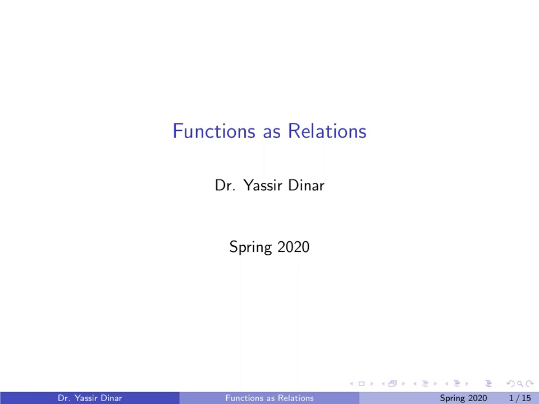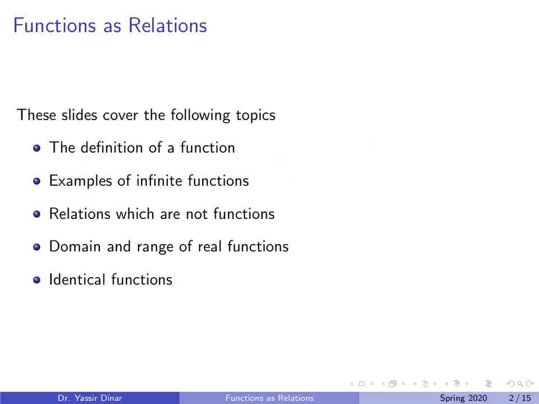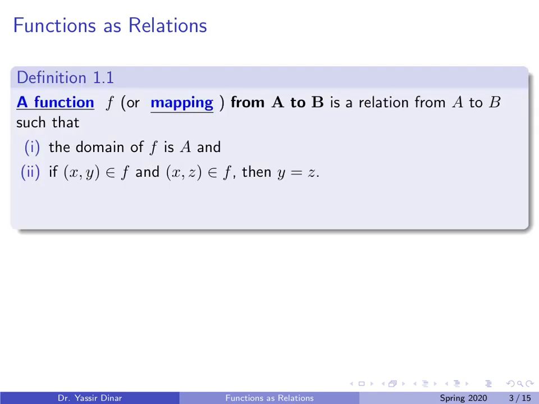This is the second part where we are speaking about functions as relations. In the second part, we give some examples of infinite functions. But before that, let's look at the definition again of a function. A function f is a relation from A to B which satisfies two conditions.